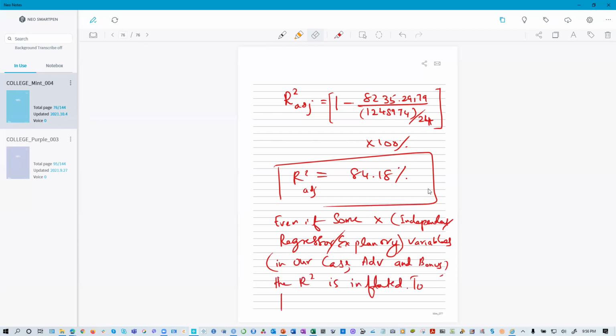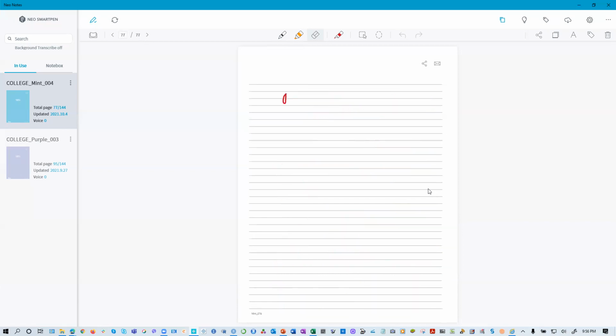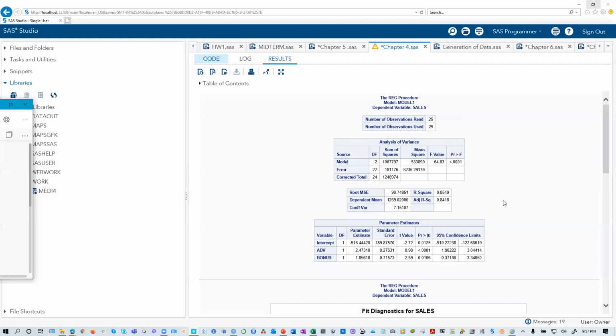To prevent that, R squared has been adjusted and expressed as R squared adjusted, which is in this case 84.18%. So that's another way to do a goodness of fit check.